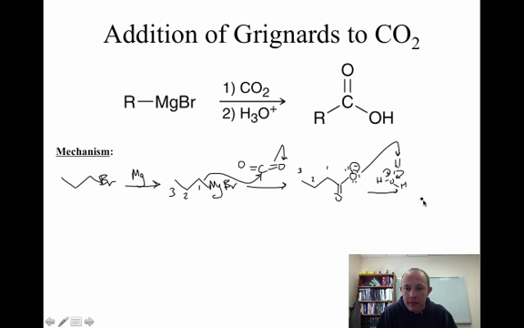So formation of that final OH bond gives us our carboxylic acid. Again, notice that we've added a carbon. So we had the 1 carbon from carbon dioxide that's now incorporated into our carboxylic acid. We started with a 3 carbon alkyl halide, and we got a 4 carbon carboxylic acid out.